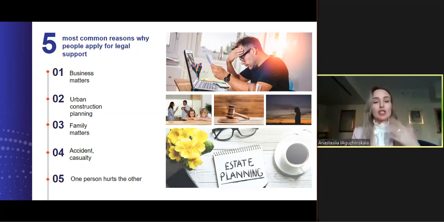So the next reason is family matters, some accidents, casualties, and when something bad happens or some conflicts, both from the point of view of the documents, or, I don't actually like it, but we have it, when there are some grievances. But how to deal with it if you have no knowledge?